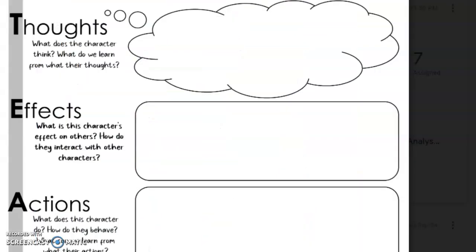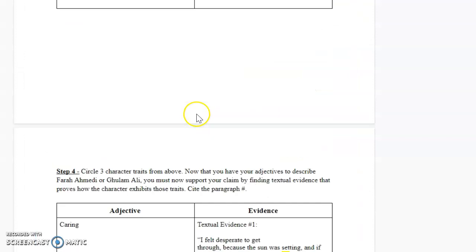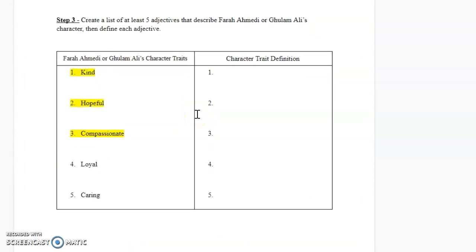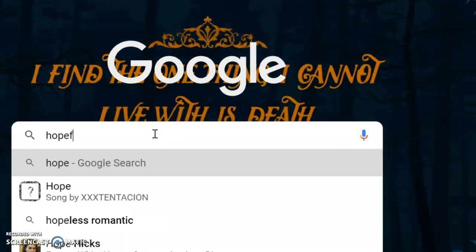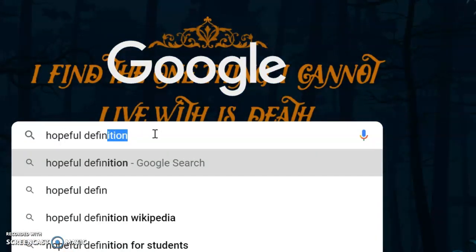Then, you're just supposed to pick 5. So for Farah, I picked kind, hopeful, compassionate, loyal, and caring. These are some words that can describe Farah. So, for example, I'm just going to work on number 2, hopeful. We're going to go to Google, and we're going to define the word. So I'm going to type in hopeful definition.